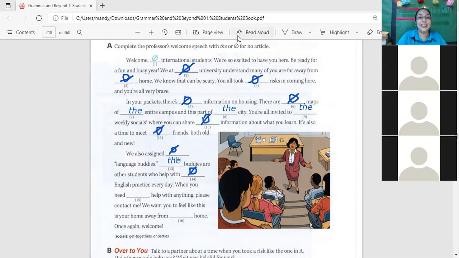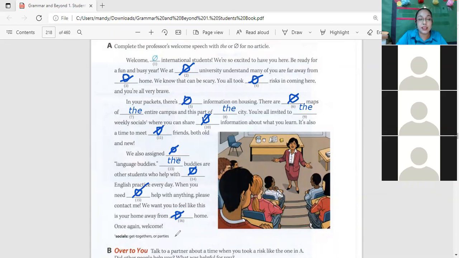Without article. Okay, only help. When you need help, with anything, please contact me. We want you to feel like this is your home away from home. No article. Yes, exactly. No article in that case.